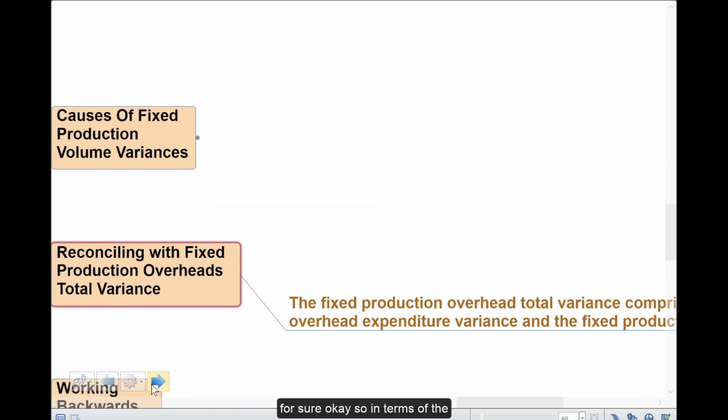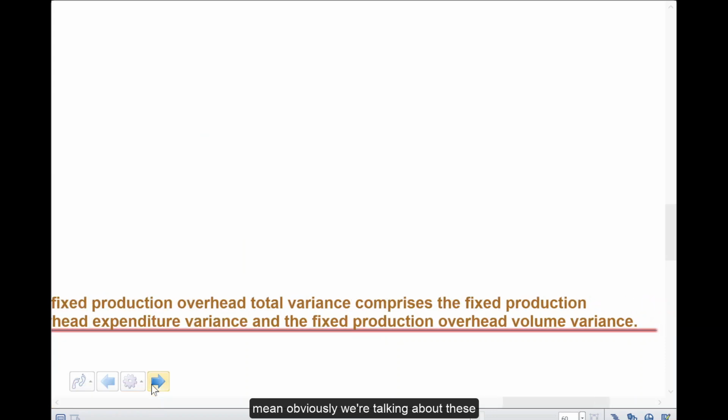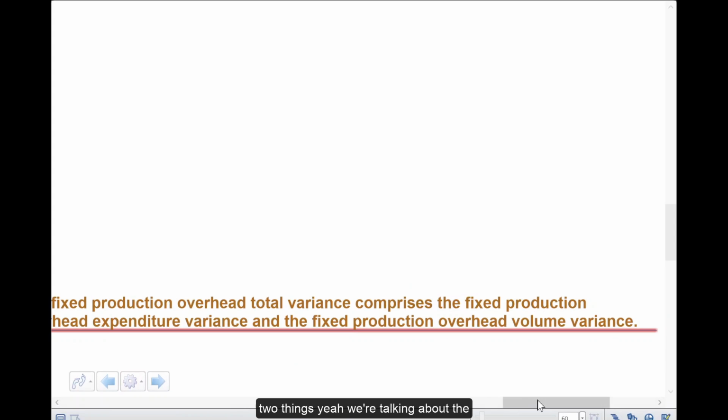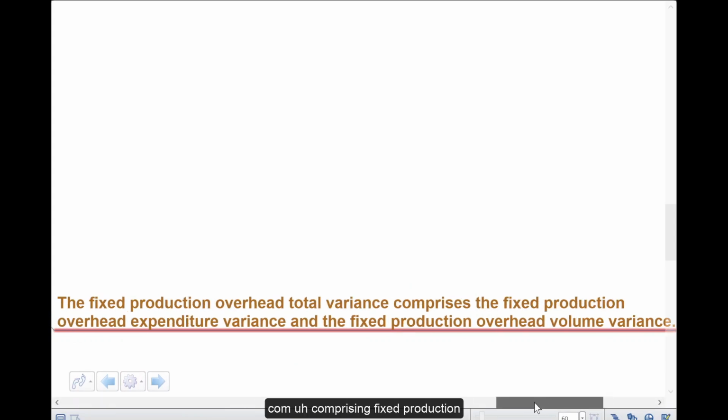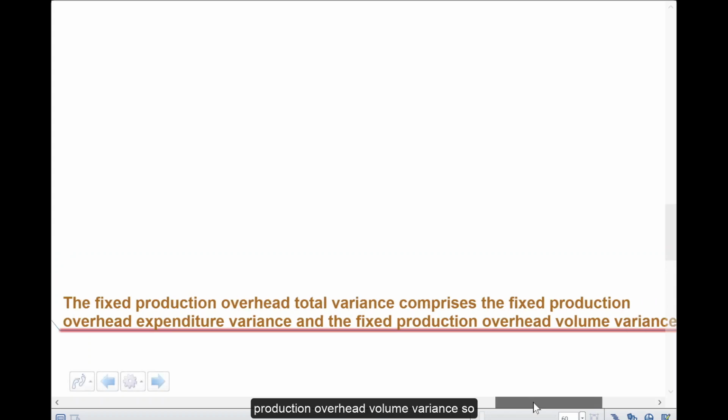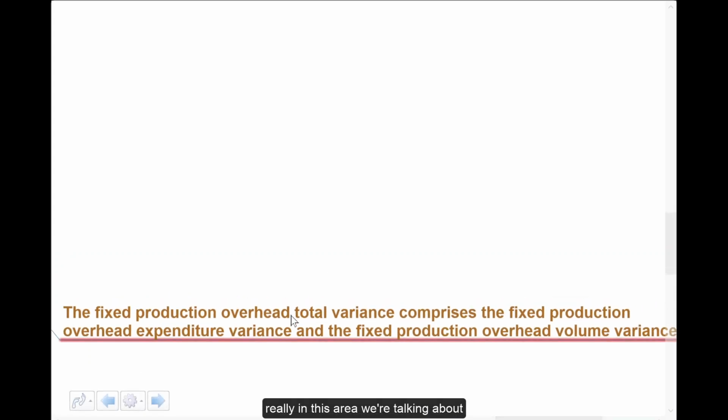Okay, so in terms of the reconciliation of the total production overhead variance, we're talking about these 2 things: the comprising fixed production overhead expenditure variance and fixed production overhead volume variance. So really in this area, we're talking about expenditure and volume.